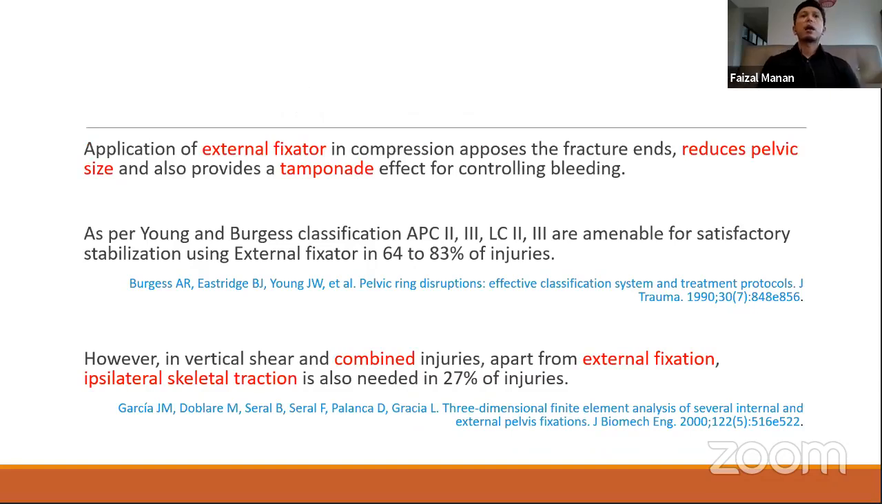So the next thing is application of an external fixator, which compresses the fracture ends, reduces the pelvic size, and also provides a tamponade effect for controlling bleeding. Like Dr. Muazzan mentioned just now, the pelvic binder is a good tool to have to control this, because if you want to do an external fixator, it's good to have, but it does need a certain degree of surgical experience to apply.